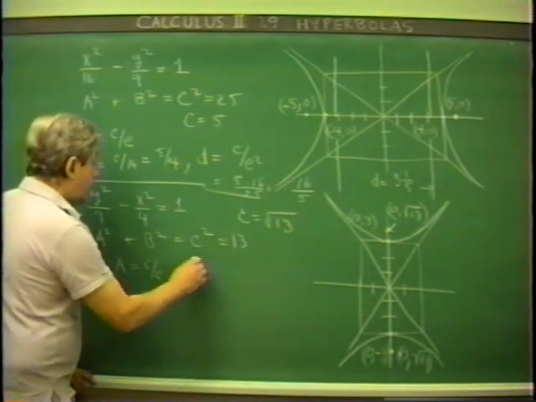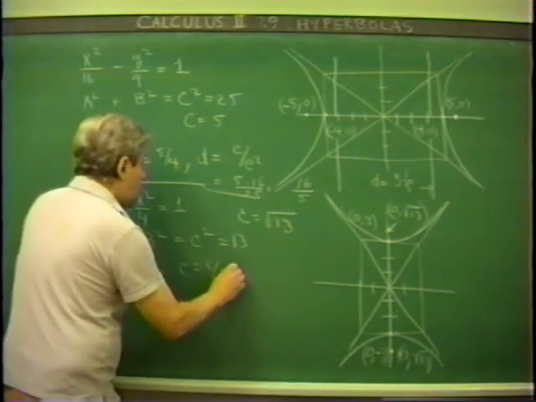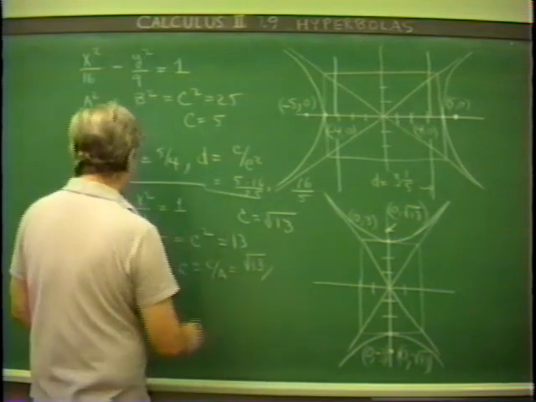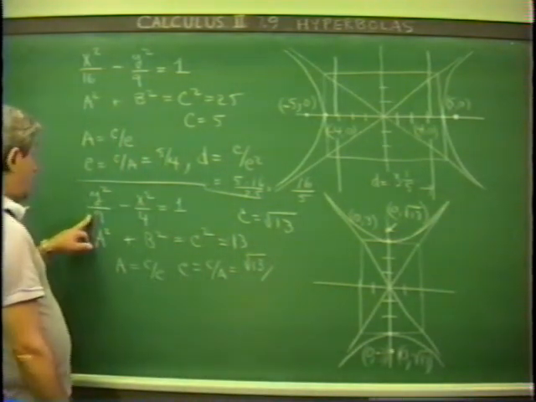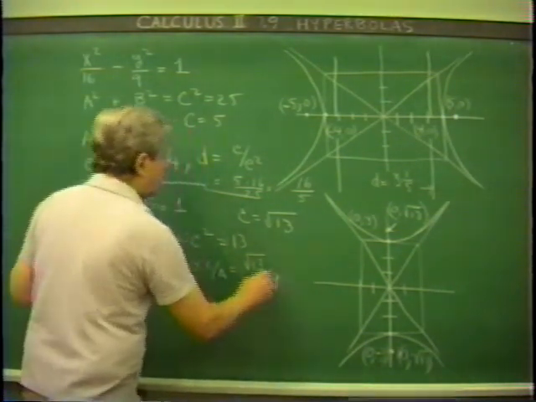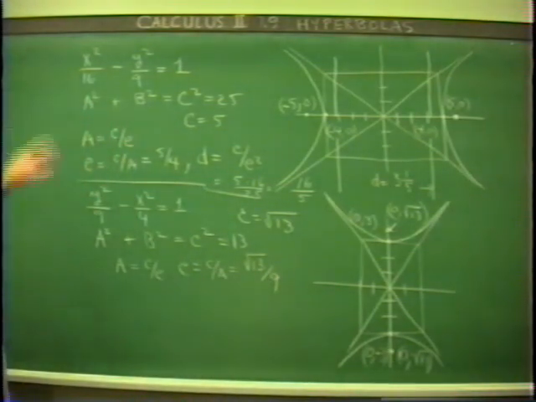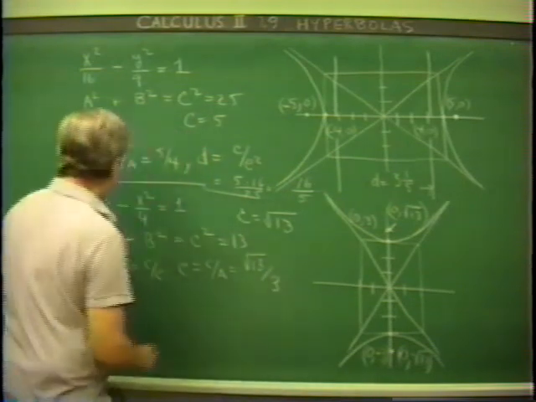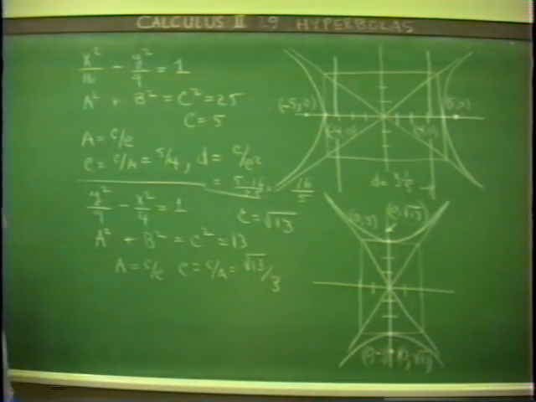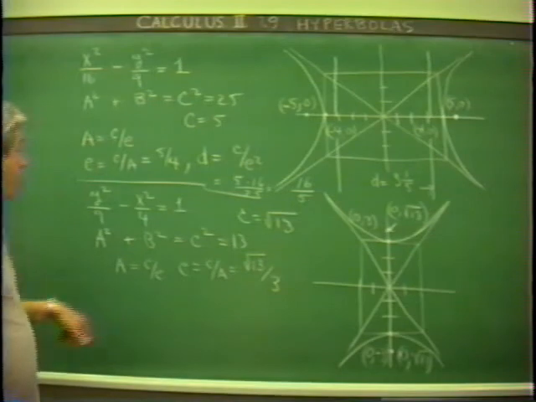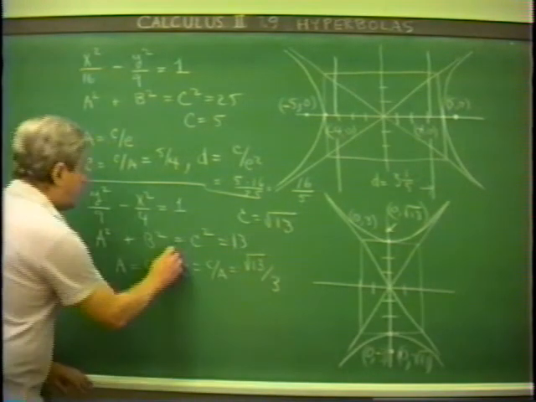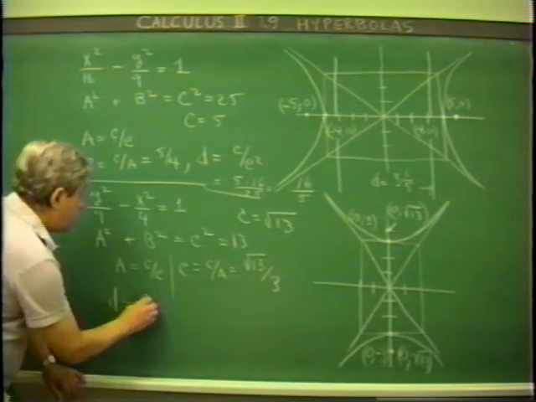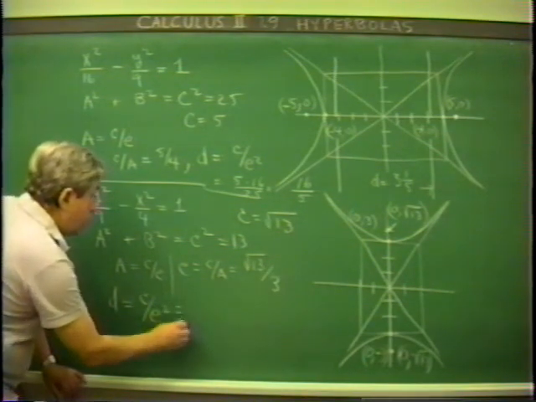Now for the directrix, well, first the eccentricity. e is equal to c over a, which is equal to square root of 13 over 3. A is 3. Square root of 9. A squared is 9. Right? So the eccentricity is a little more than 1. That's a good check. Right?